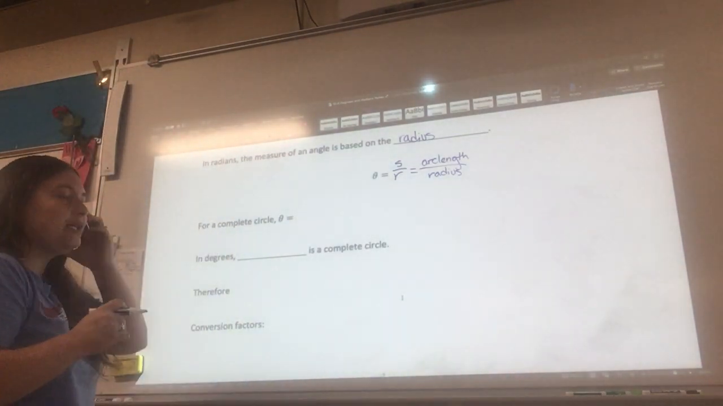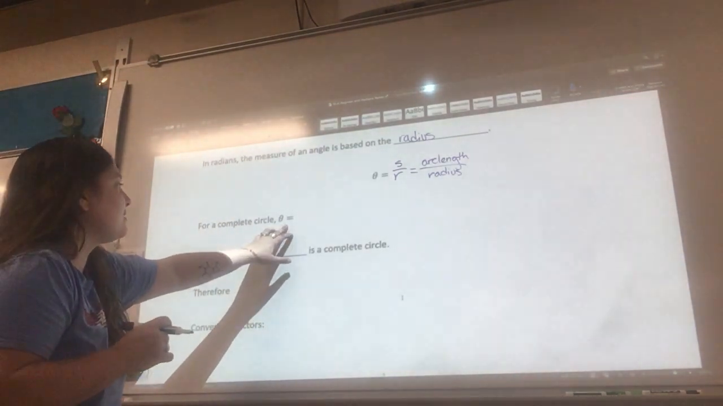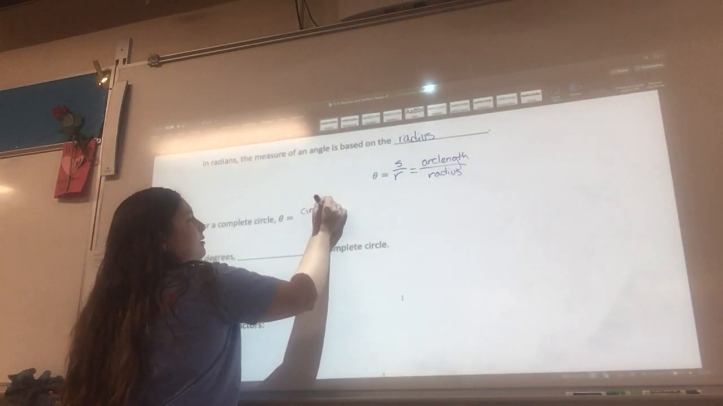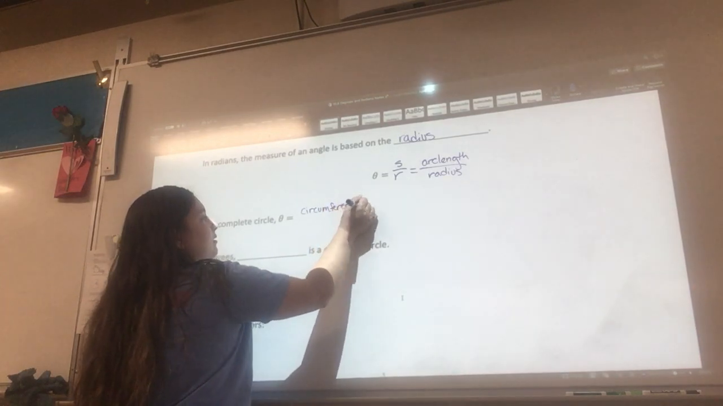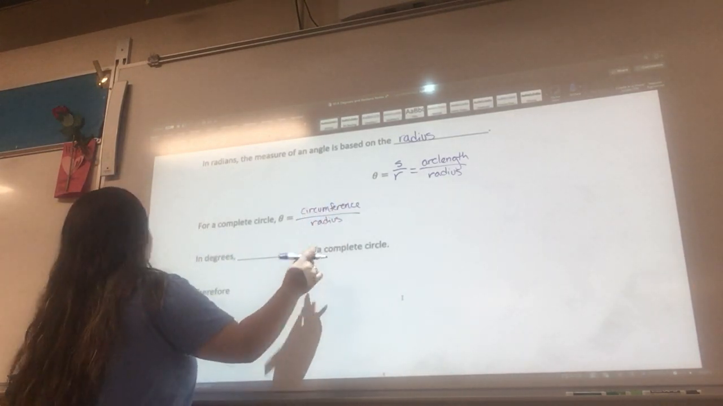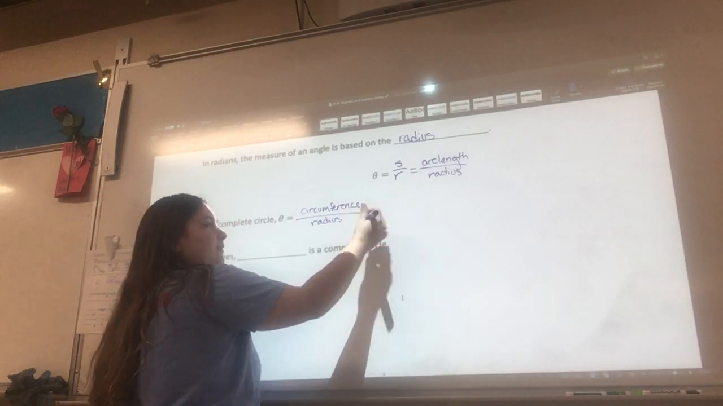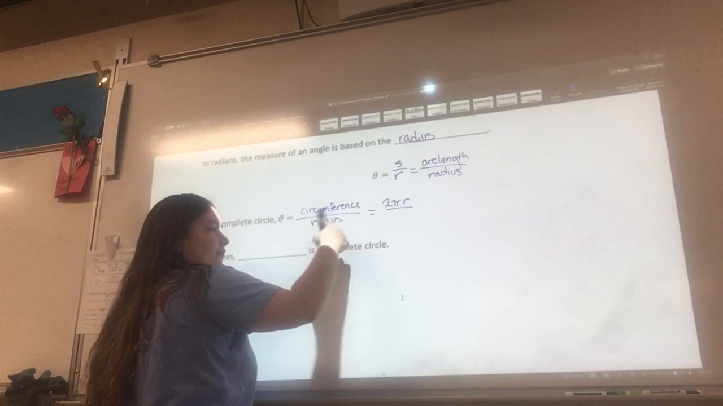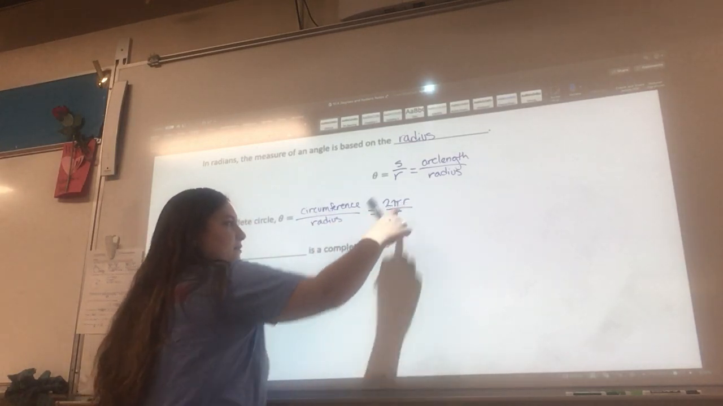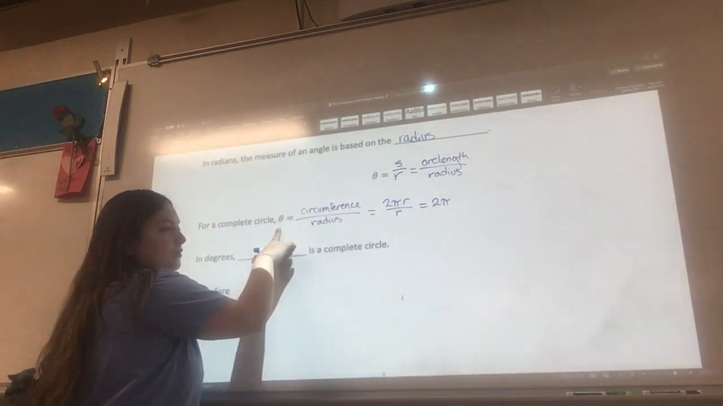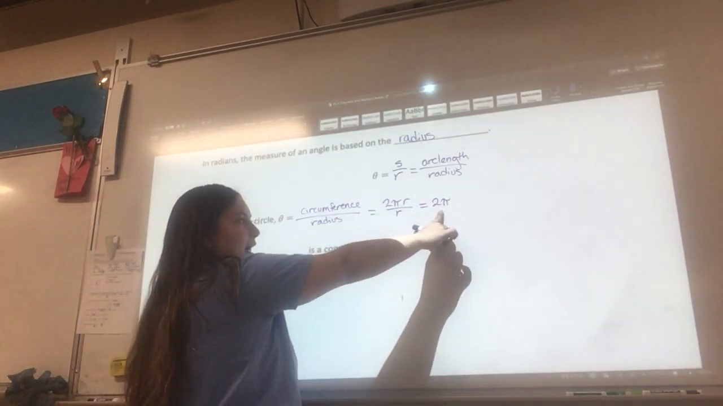Continuing. For a complete circle, our theta has to equal the circumference over our radius. Remember, circumference is 2 pi r, and our radius is an r. So this simplifies down to 2 pi. Our full circle of theta has to equal 2 pi radians.